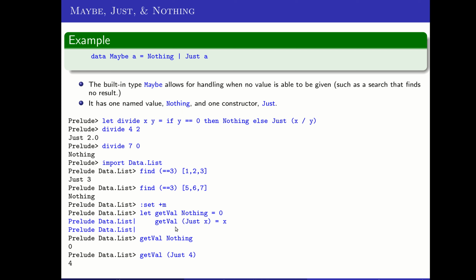And so these maybe types can be pretty complicated for beginning Haskell programmers to work with because of the fact that you can't just say, find the thing in the list and then add it to 12, for instance, because you can't add 12 to a maybe. You can add 12 to a number.